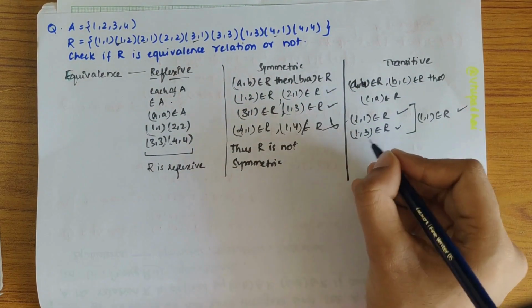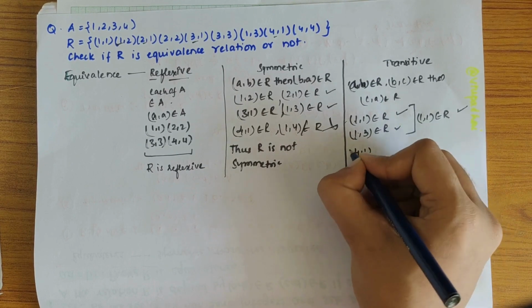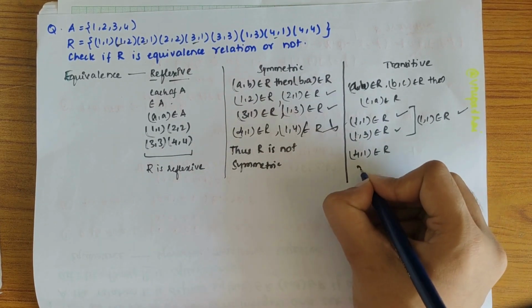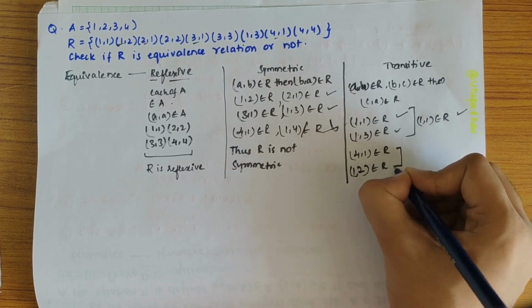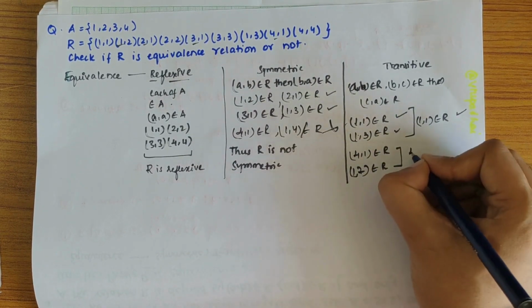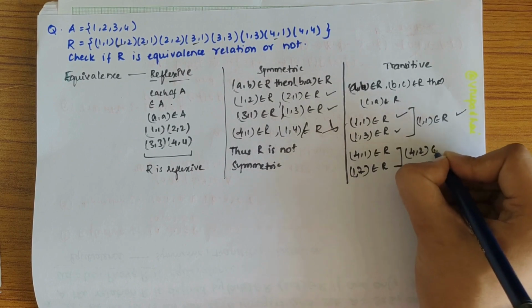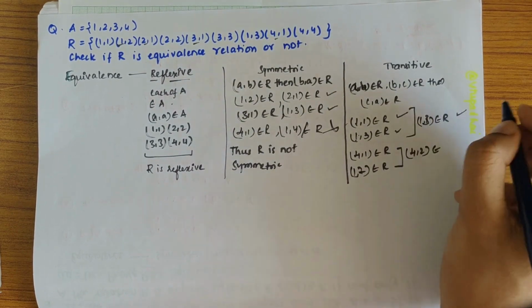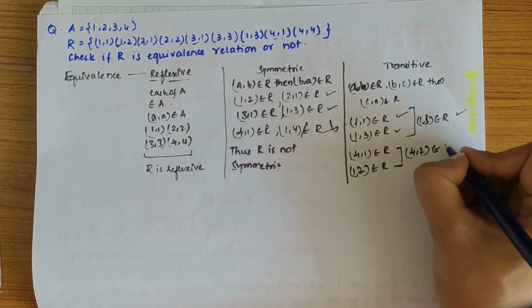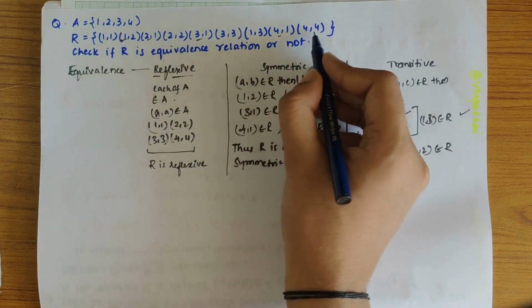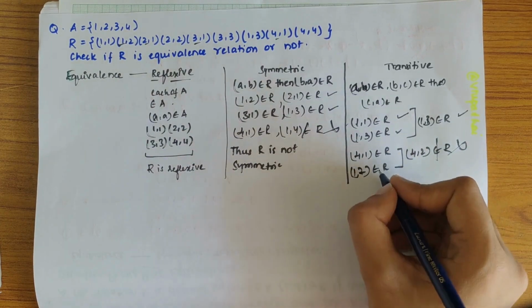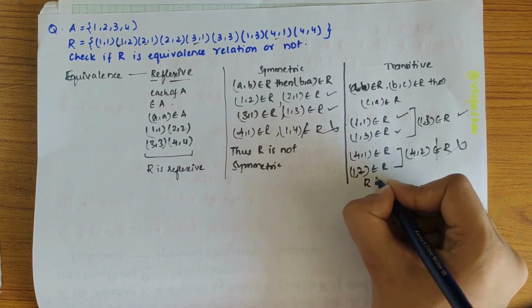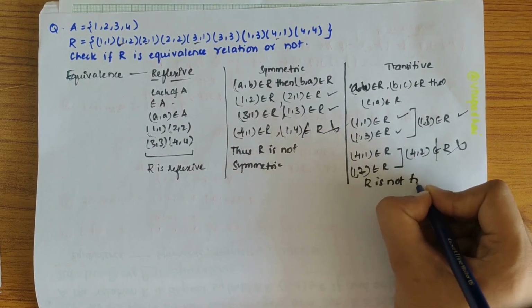R, yes. Let's take 4 comma 1 belongs to R, and 1 comma 2 belongs to R. So 4 comma 2 should be related to each other. Is 4 comma 2 there here? No, 4 comma 2 does not exist. So if it fails any of the conditions, then here R is not transitive.